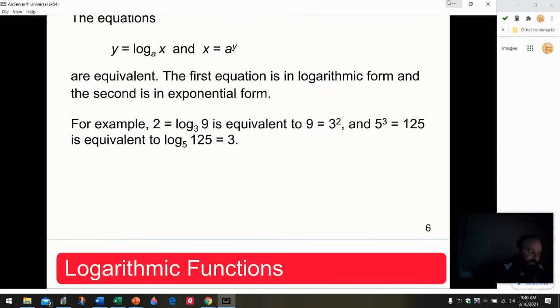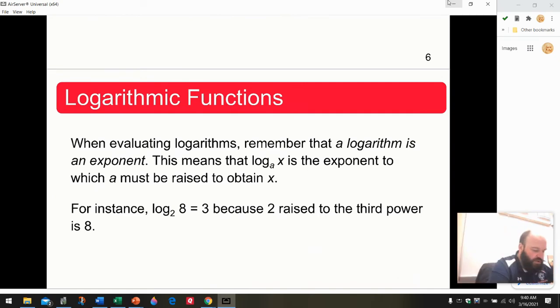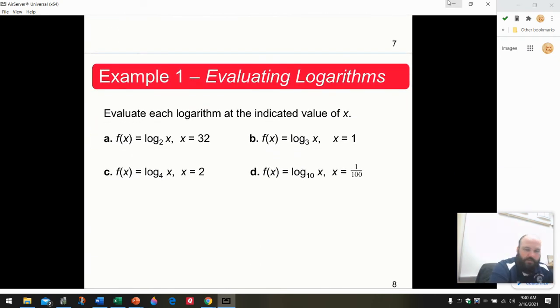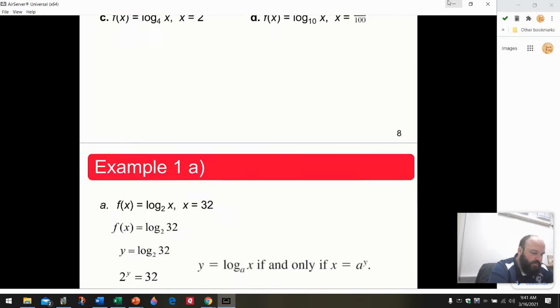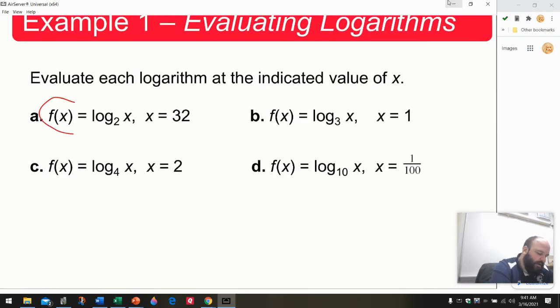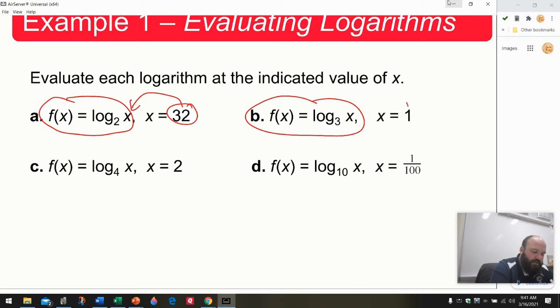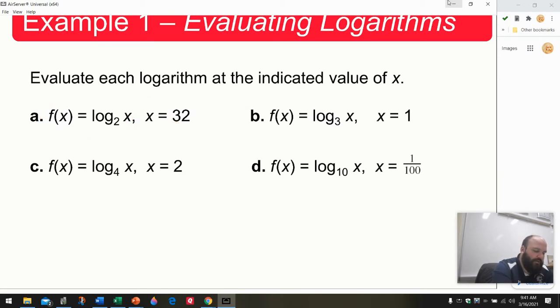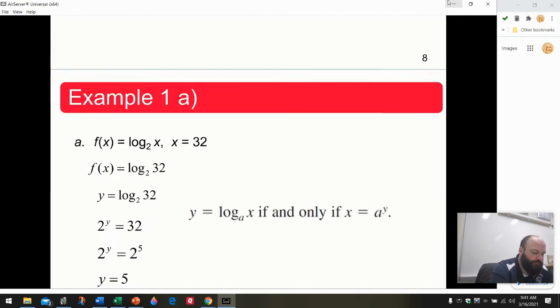Now, why are we learning this? Well, in order to be able to solve logarithmic equations, you're going to need to know how to go from logarithmic form to exponential form. Here's a couple of examples that I want to try. You can see here's a function, and they want us to plug this number 32 in for x. Then we have a function here, and they want us to plug the number 1 in, and so on. I'm going to show you how to use that property to solve.